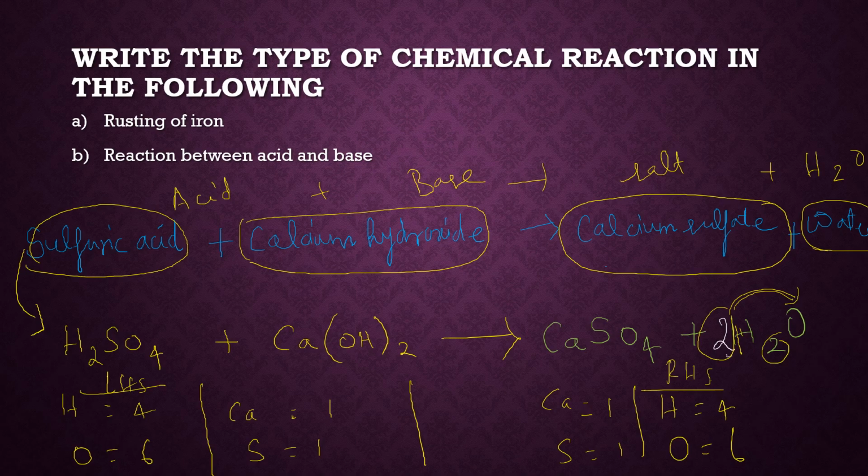Again, see the question properly. They didn't ask for the chemical equation. They didn't ask for any examples. They didn't ask for any chemical reactions. They have just mentioned the type, which means they have just asked the name of the reaction.